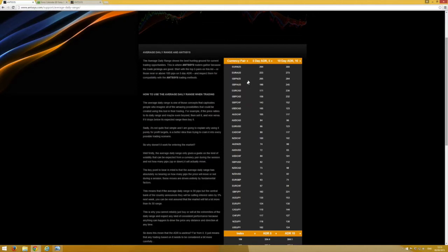So looking at your currency pairs here, the Eastern time zone currency pairs are always the most active by volume, and you can see, not volume in terms of daily range. You can see the Australian dollar and the New Zealand dollar always feature very high.